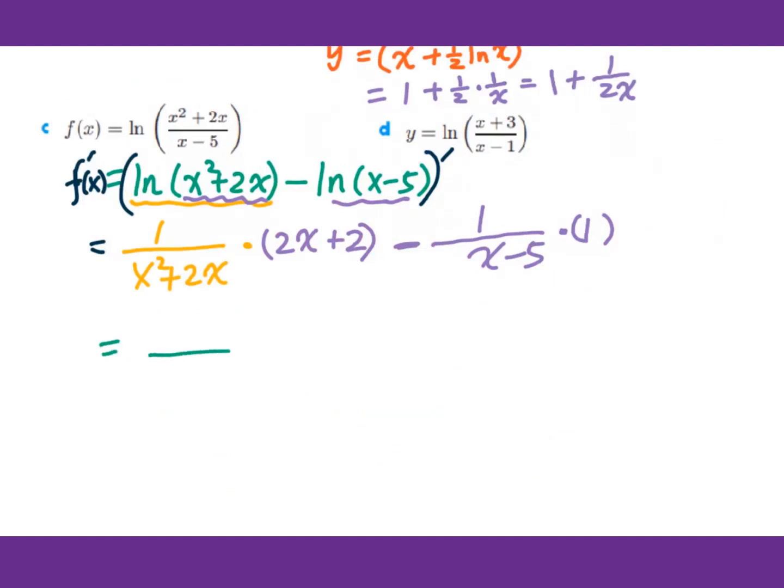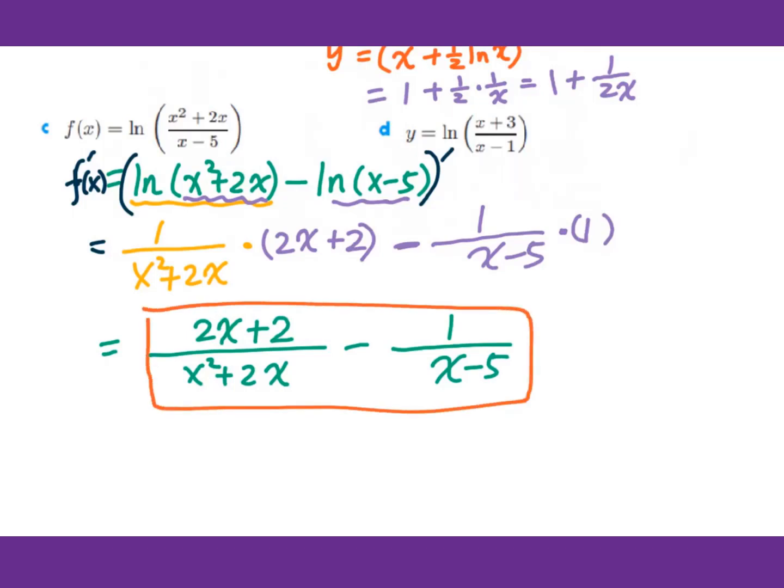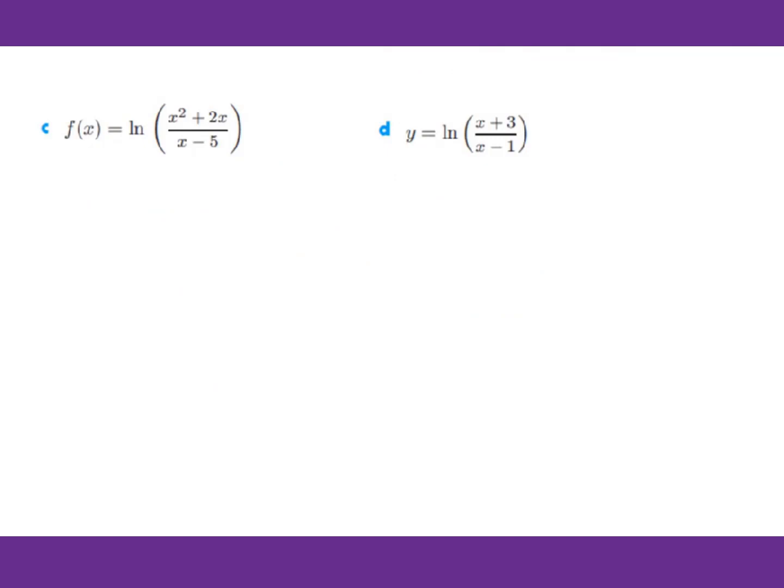Now we organize. You will get the x squared plus 2x. Top will be 2x plus 2. Then minus 1 over x minus 5. This will be the solution for C. Now let's go to D.